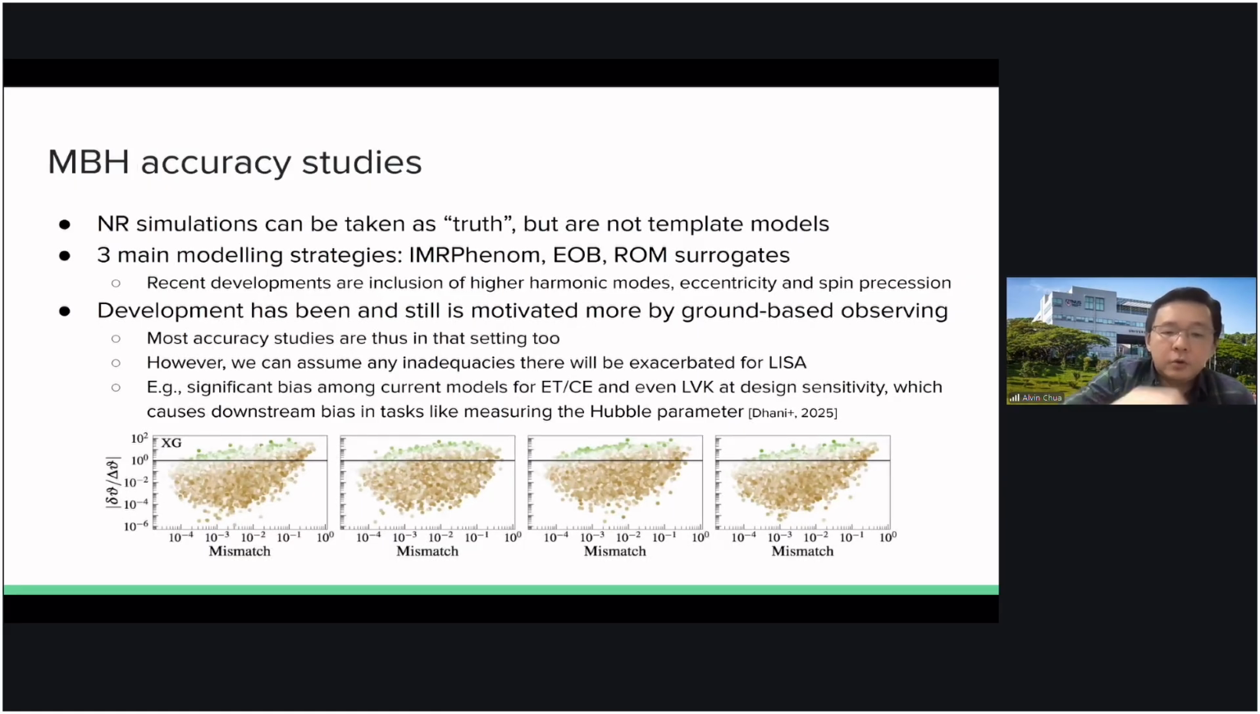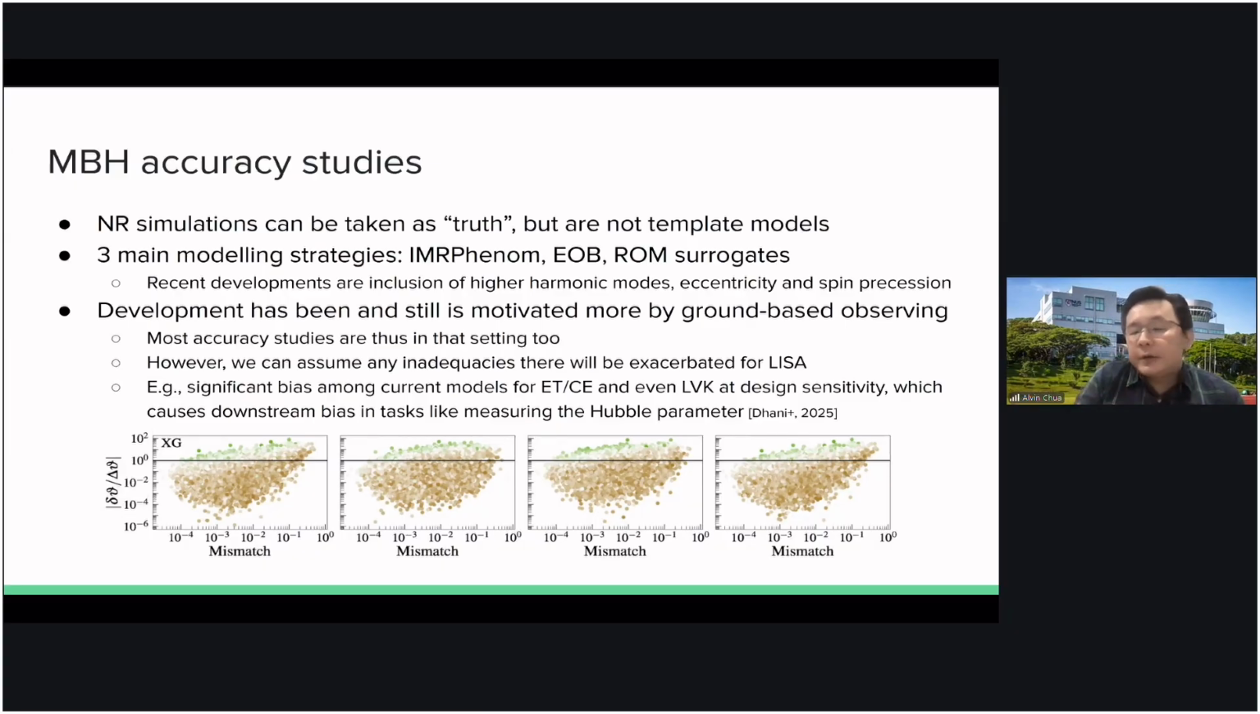Okay, so on to massive black hole binaries, and the accuracy studies that have been done. But first, a bit of background. Deirdre will say a lot more about this in her talk, but for massive black hole binaries, numerical relativity simulations can be taken as essentially the truth, to refer to and calibrate against. However, the problem is these are not template models. You can't use them in data analysis.